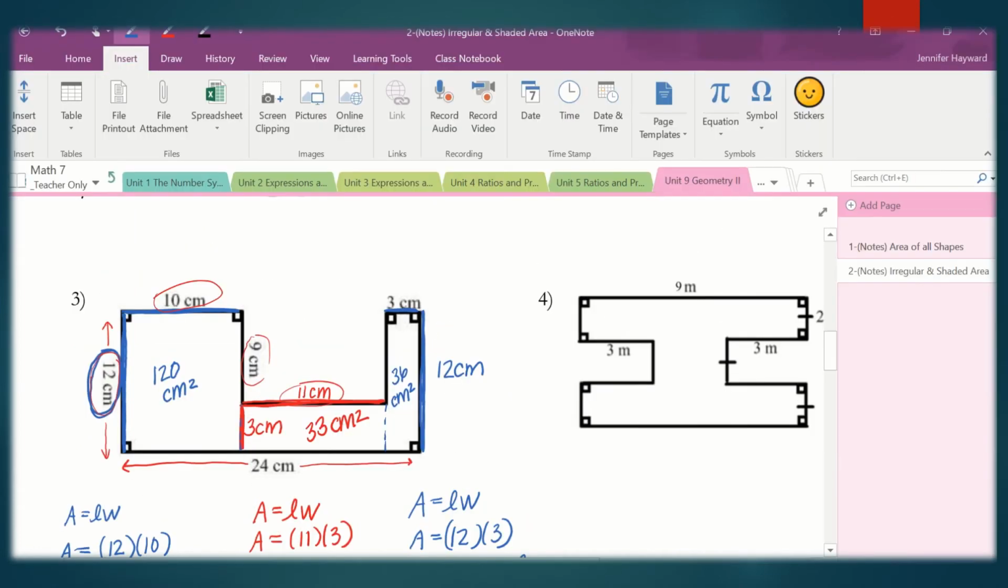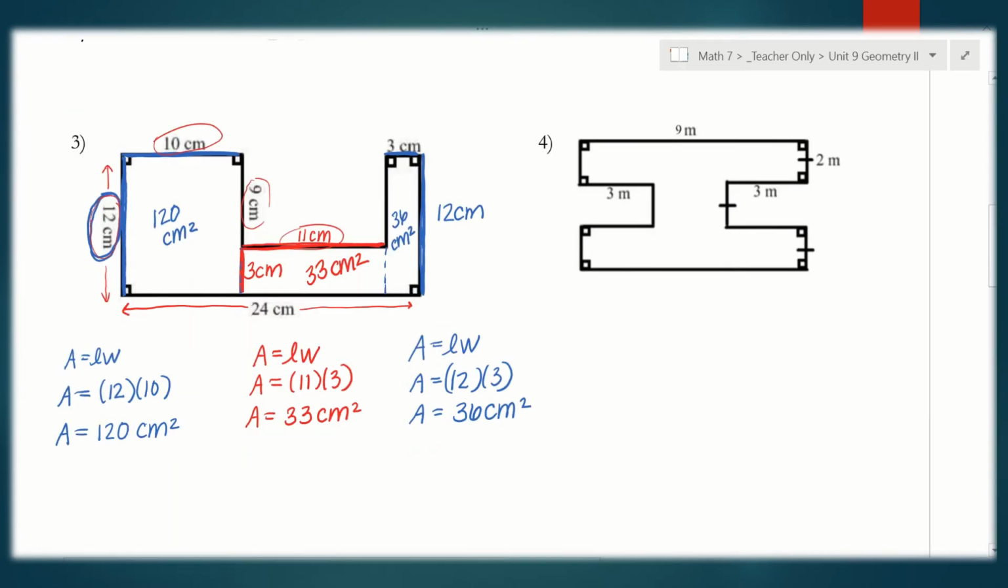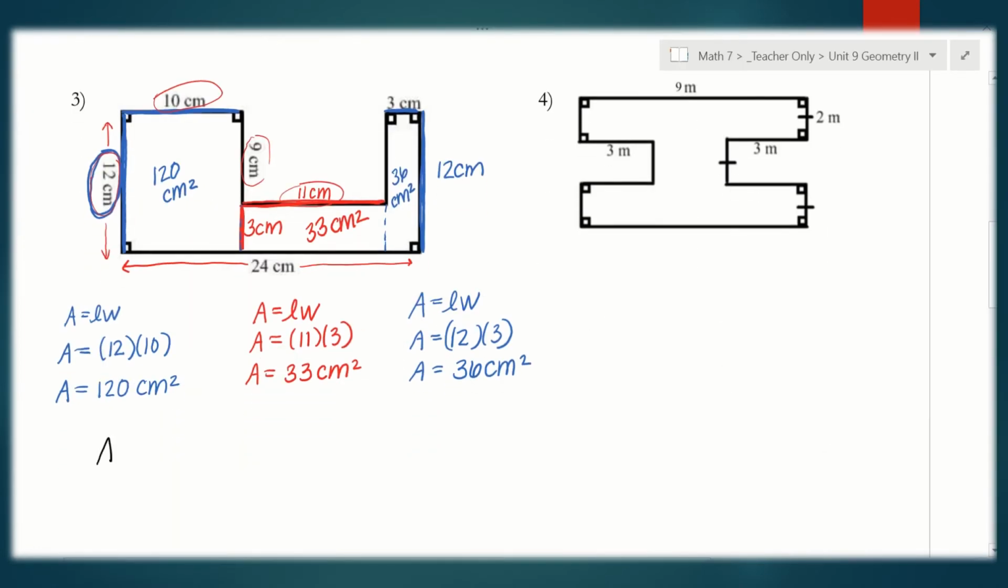Okay, so now that we know all 3 areas, to find the total area, we add them together. So 120 plus 33 plus 36 gives me a total area of 189 centimeters squared.